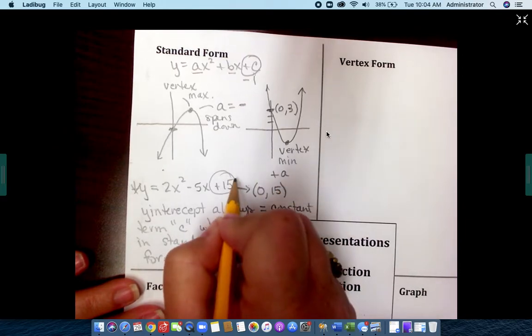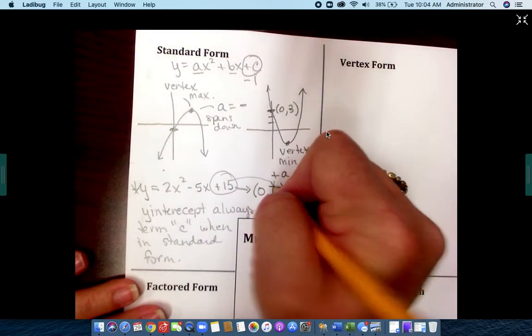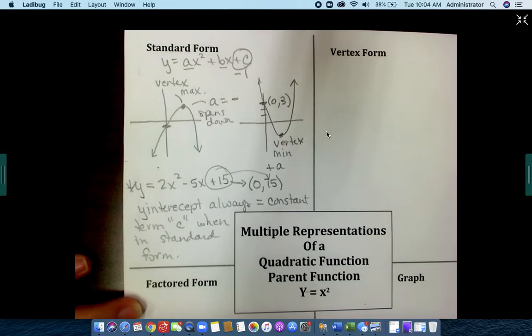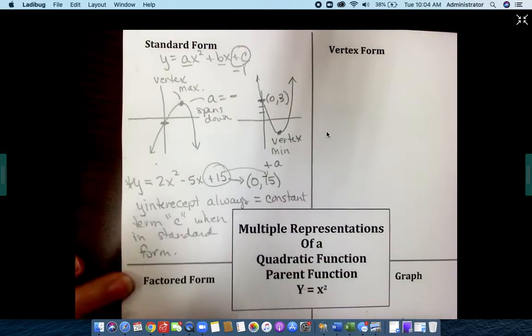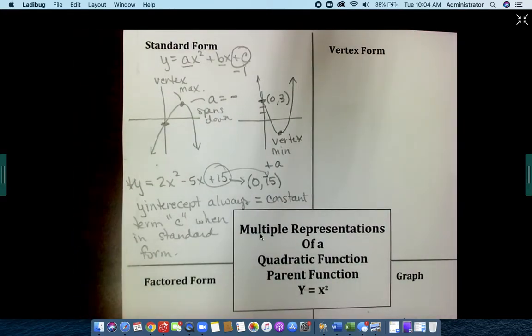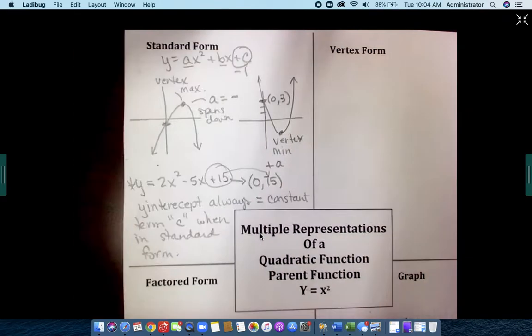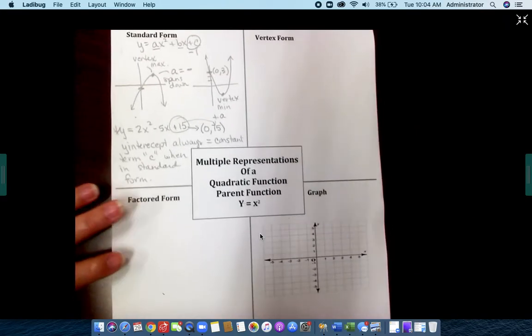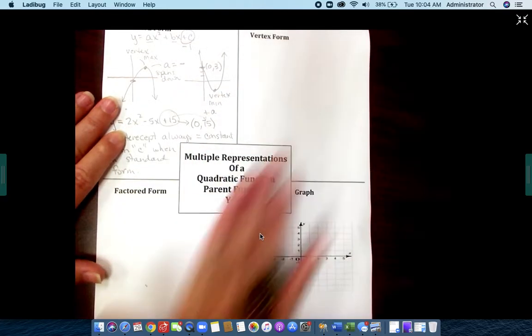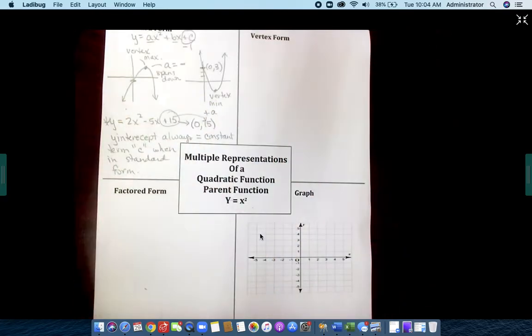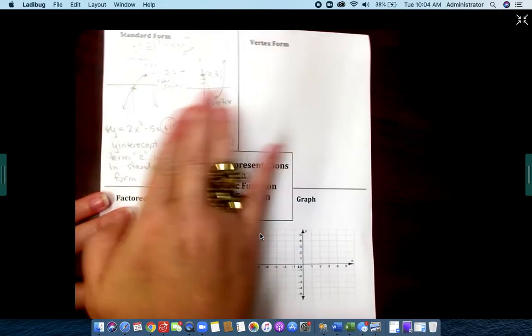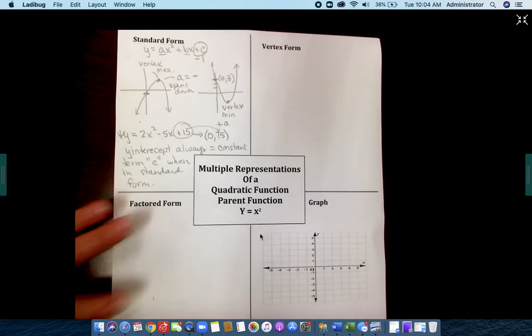Remember, if it's the y-intercept, I want the y-coordinate to be that number. Got it? And that's all you're going to fill in or add here to your notes for this graphic organizer. Now, that's going to be important because when we finish this towards the end of the week, you should be able to use this as one reference sheet, one guide to help you understand what key feature will tell you what information. All right?